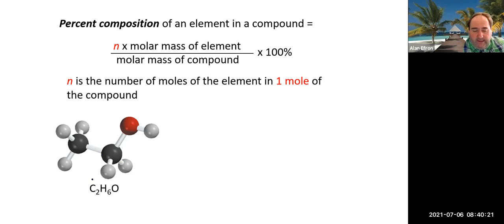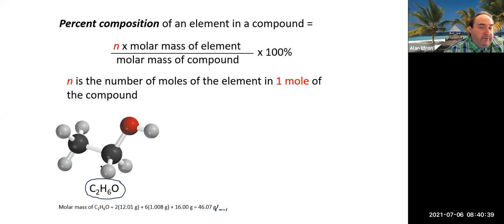So if we look at this one on the bottom here, C2H6O, what we would want to do first is get the molar mass by adding up all the parts like we did before. You would end up with 46.07 grams per mole here. And we can figure out the percentage of each of these, the carbon, the hydrogen, and the oxygen, by taking each part separately.